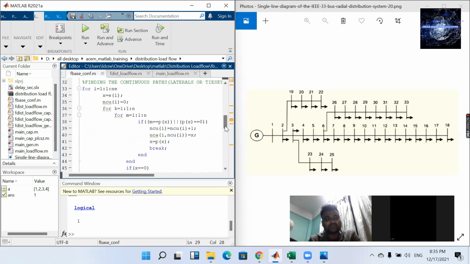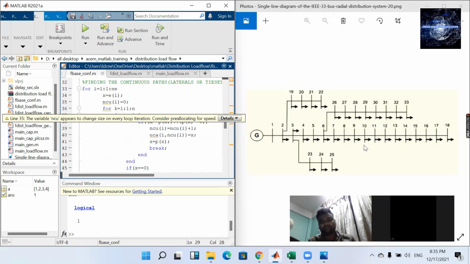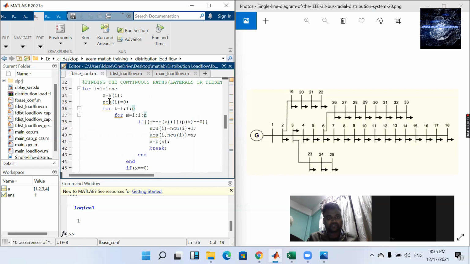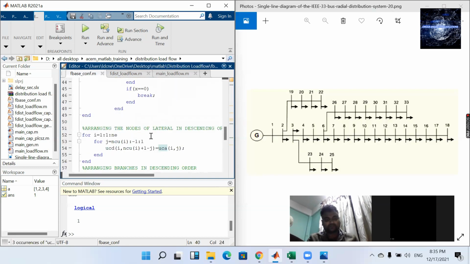So let us learn about finding the continuous path for laterals or trisets. That is how the buses in the lateral are connected to each other, in ascending order or descending order. Here NCU is the number of components used, and UCA is the used component in ascending order, and likewise after finding that we can also find it in descending order too.